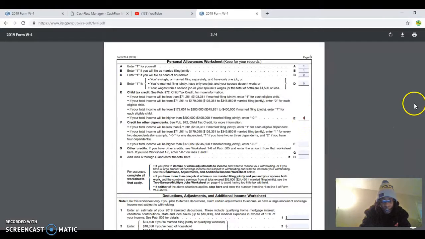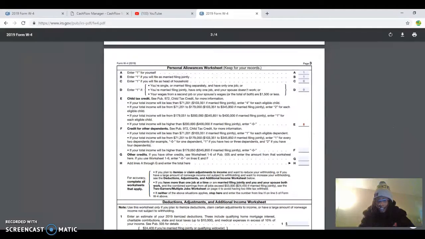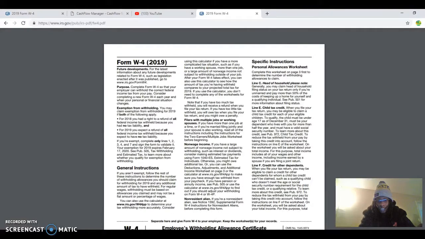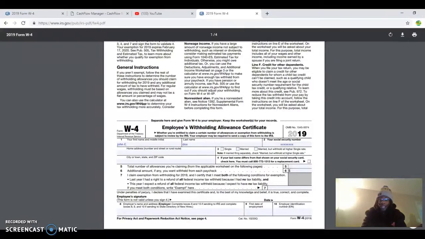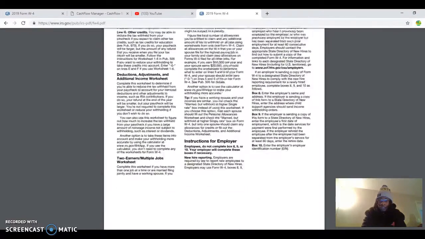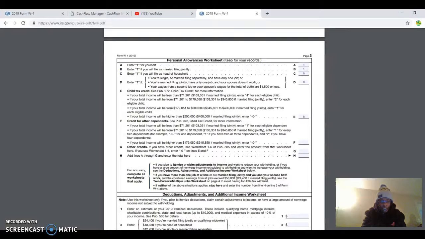It says tax credit for other dependents. If you scroll back up here once again, look, line F right here, credit for other dependents, it tells you what it is. When you file your tax return, you may be eligible to claim a credit for dependents to whom a child tax credit cannot be claimed, such as a qualifying child who doesn't meet the age or social security number requirements for the child tax credit, or a qualifying relative. So this is if you have to take care of a grandma or a mom or dad, you can enter a dependent tax credit for them.